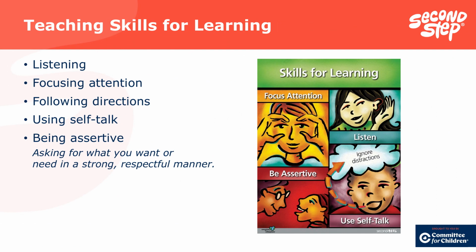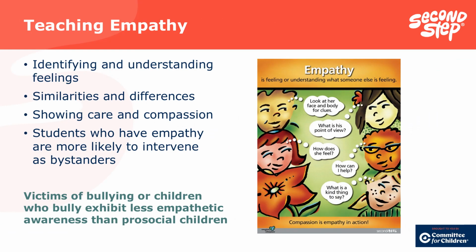Diving into the units for the Second Step program, the first one is skills for learning, and this is where we teach children listening, focusing attention, following directions, and using self-talk, but also to differentiate between being aggressive, passive, and assertive responses.